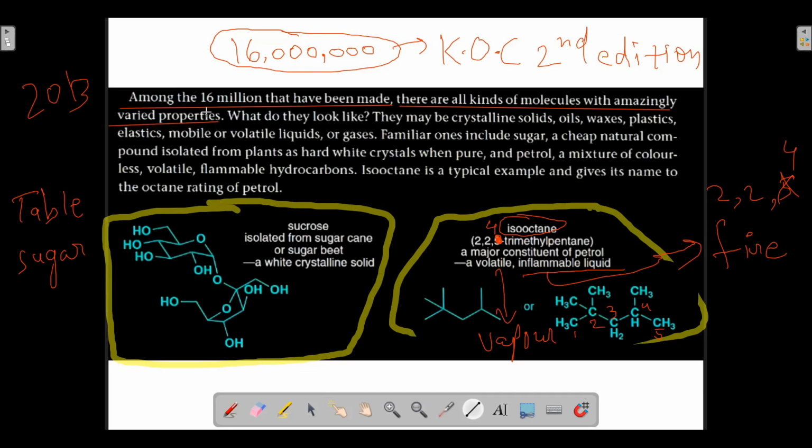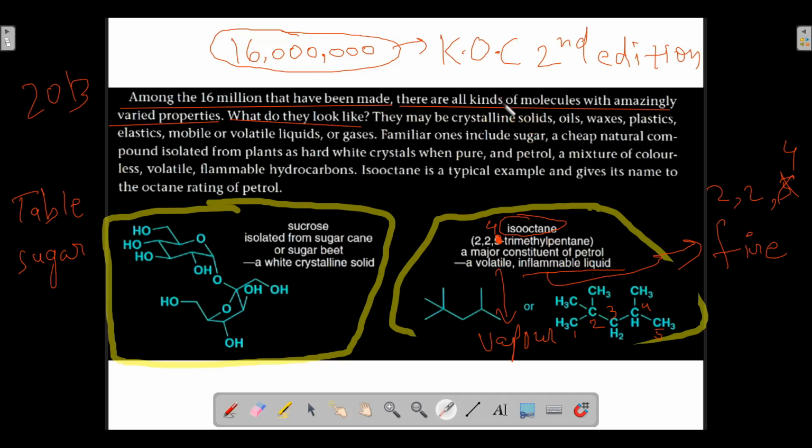So obviously every molecule is not going to have the same property. The property will differ from molecule to molecule. What do they look like? What do they look like means how is their physical appearance and what is their structure?